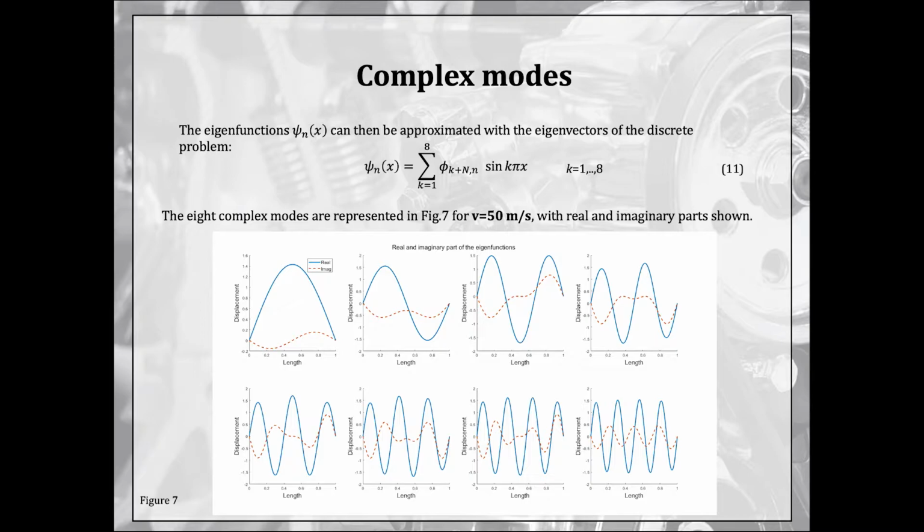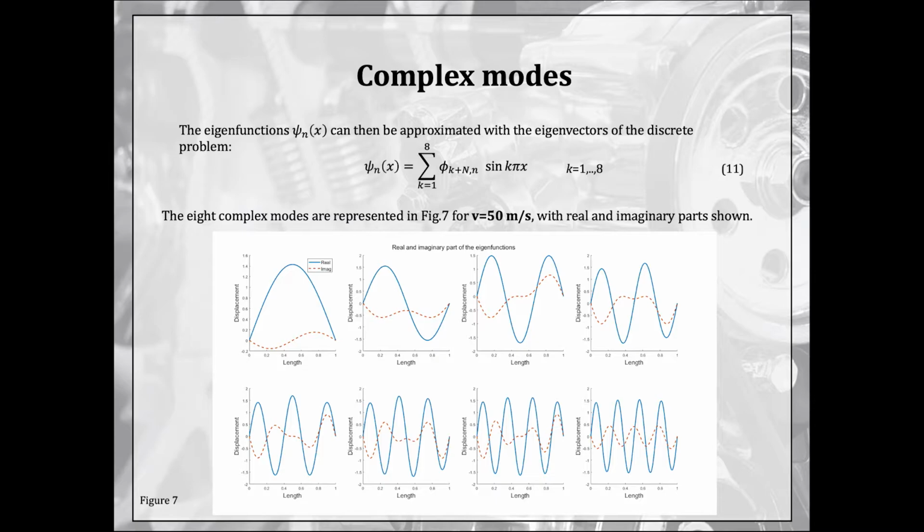The eigenfunctions can then be approximated with the eigenvectors of the discrete problem using the expansion shown. It's to note that the real component of every mode begins positive and the imaginary component always begins negative, as shown here in these graphs. The blue line is the real component and the imaginary part is in orange with a dotted line.